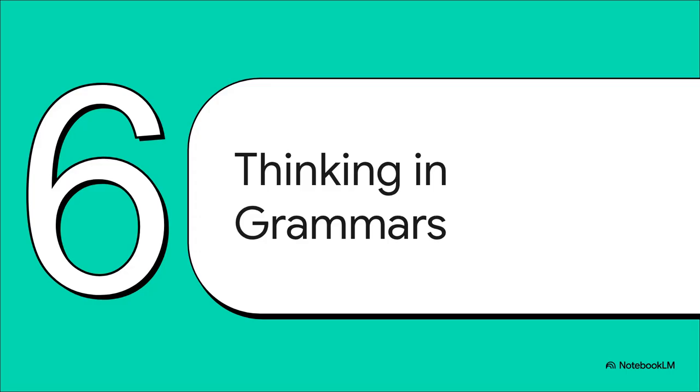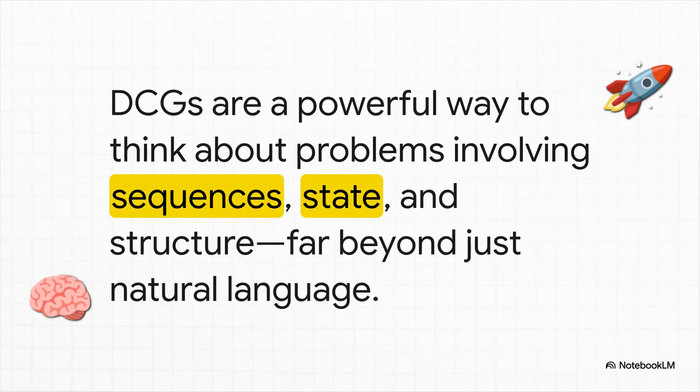Okay, let's pull all of these different threads together for a second and kind of reframe how we should be thinking about DCGs from now on. So here's the biggest takeaway, the thing I really want you to remember. Don't just think language parser. You gotta think bigger. DCGs are an incredibly powerful, declarative way to describe any problem that involves sequences, state, or structure. This isn't just for English sentences. We're talking file formats, communication protocols, maybe even genetic sequences. Anything that has a defined structure is a potential candidate for a grammar.